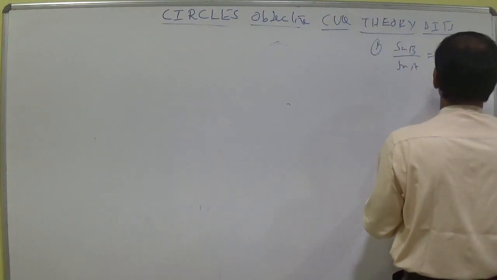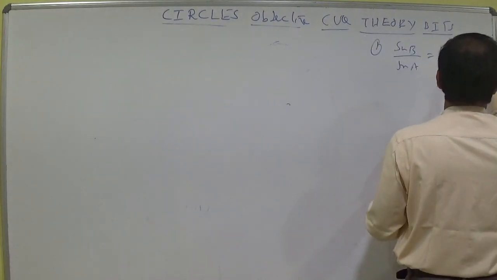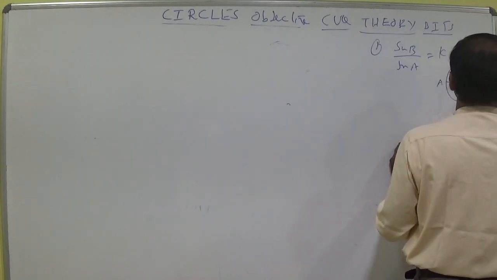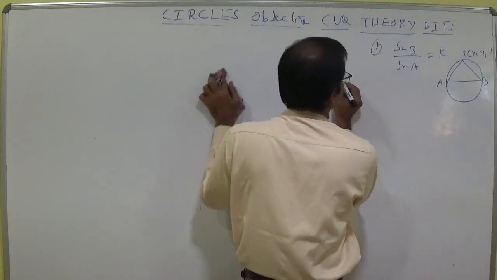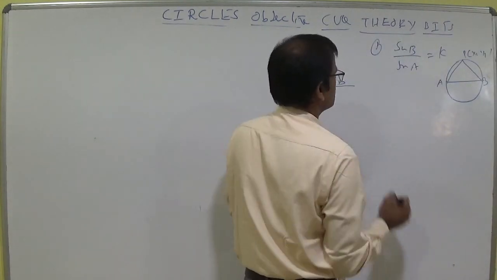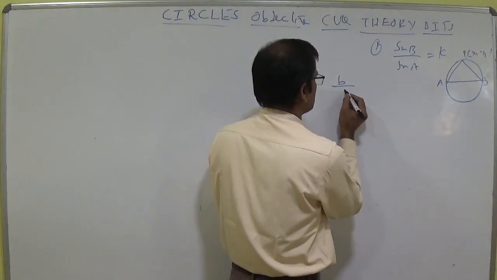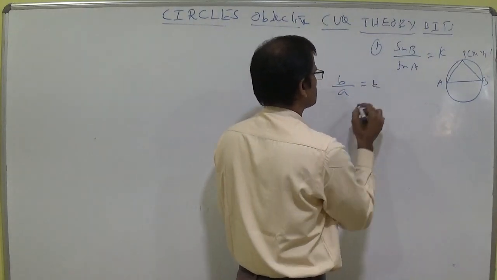Put here A and B. Put here P. So this is asking about sin B by sin A. You can say here sin B by sin A means (B by 2R) by (A by 2R). So B is equal to A.